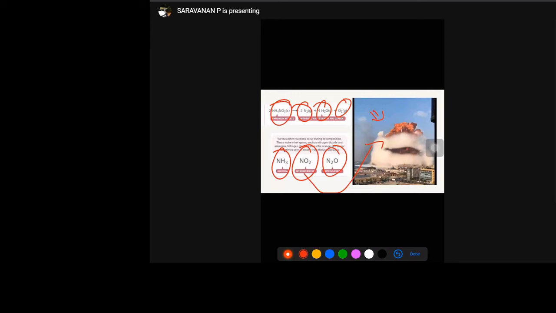These are responsible for this red color. Let me explain the chemistry in detail. Ammonium is nothing but NH4 plus. Here I write ammonium: this is NH4. Whereas the nitrate is NO3 minus. This is the nitrate, NO3 minus.